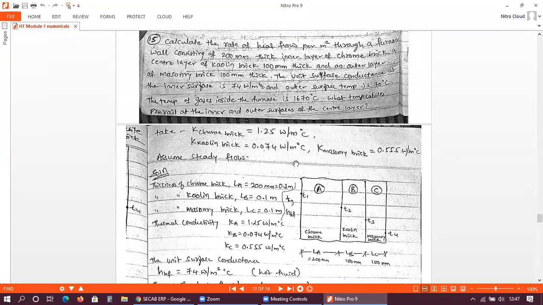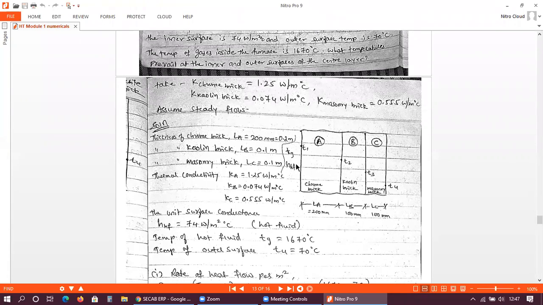Now we will try to extract the given data from this problem. Here the thickness of the chrome brick, La, is given as 200 mm, that is 0.2 meter. Then for kaolin brick Lb is 100 mm, that is 0.1 meter. And for masonry brick Lc is also 100 mm. Then the thermal conductivities Ka, Kb, Kc are also written here: 1.25, 0.074 and 0.555. For the three walls, these are the thermal conductivity values.